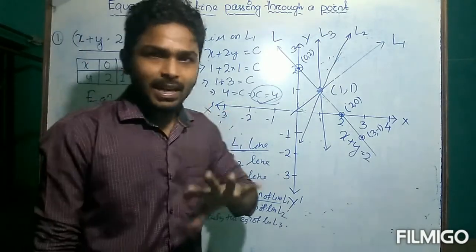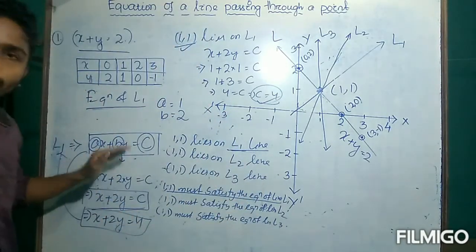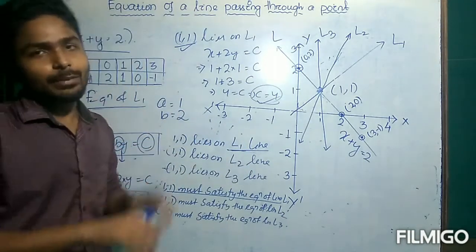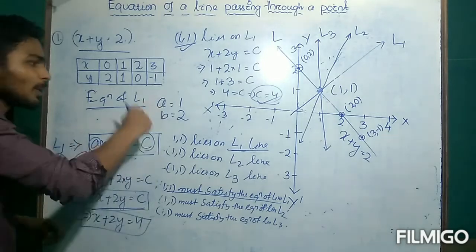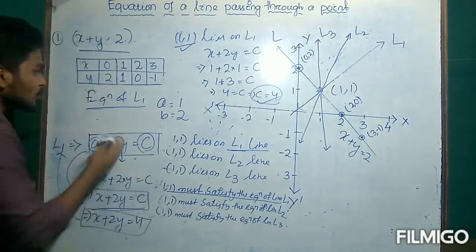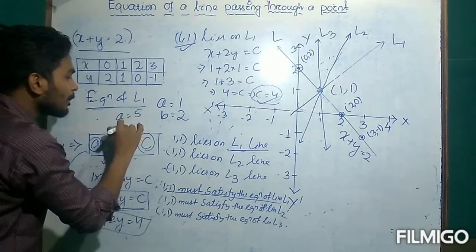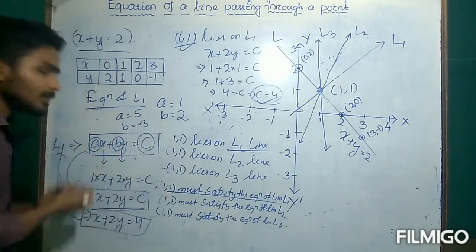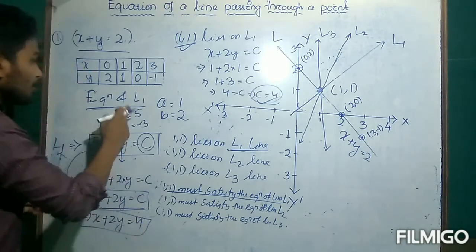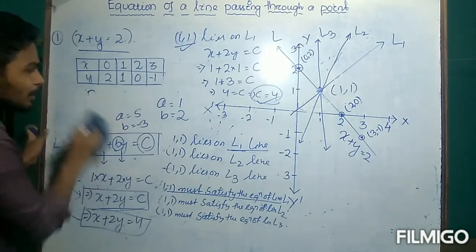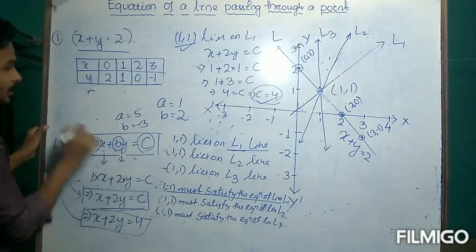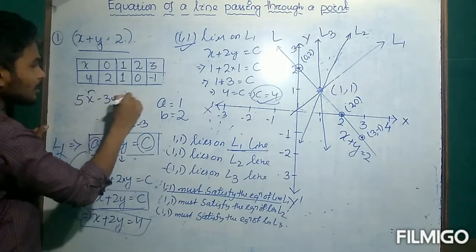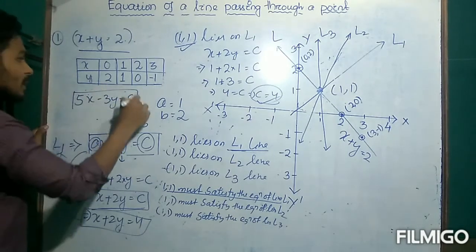First you have to write the general equation like ax plus by is equal to c. Now in the place of a and b, you can put any value. Here I chose a to be 1, b to be 2. You can choose a to be 5, b to be minus 3, then also no problem. You can substitute those values in the general equation. If you put a to be 5 and b to be minus 3, then the equation will be 5x minus 3y is equal to c. This will be the equation.